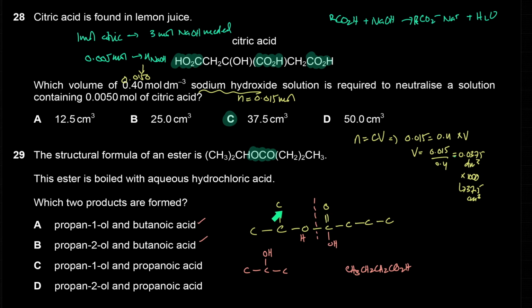This is propan-2-ol. We have a 3-carbon alcohol and a 4-carbon acid, but the OH group is on carbon number 2. So this is propan-2-ol and butanoic acid. This over here is your alcohol chain. When you have an H coming on this oxygen here, this is the ester linkage that's breaking. So the OH group from the alcohol will become the OH group, so on carbon number 2 we'll have the OH group.